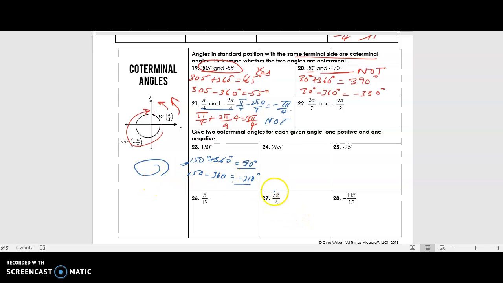So let's try one with the radians. 7 pi over 6 plus 2 pi. So we need a 6 here, so we'll multiply and divide by 6. So that will be 12 pi here. 12 pi plus 7 pi is 19 pi. So this is 19 pi over 6. And the other one is 7 pi over 6 minus 2 pi. So we want 6 as a denominator, so we'll multiply and divide by 6. So 7 pi minus 12 pi is negative 5 pi over 6. Okay, so that's how you would find them.